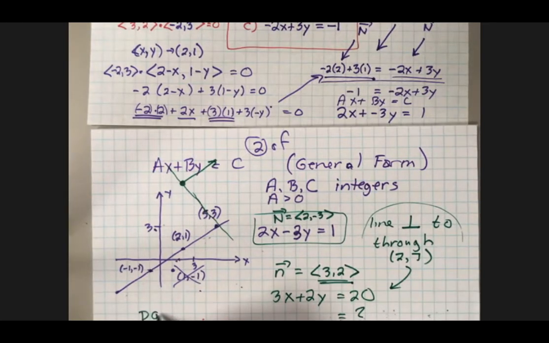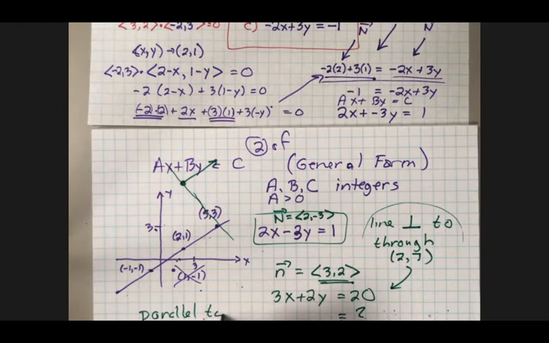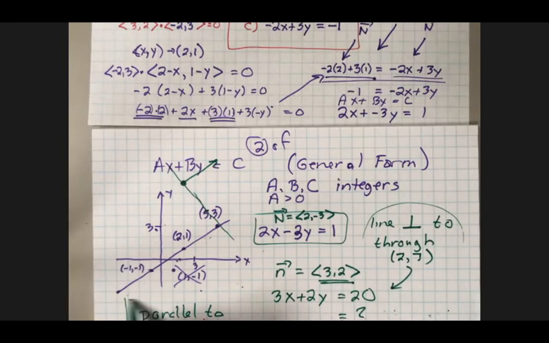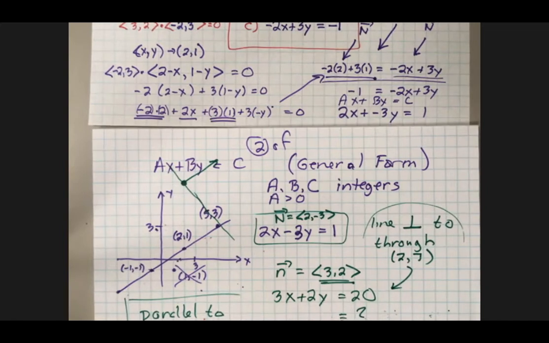Let's find the line parallel to 3x minus 5y equals 7 and through negative 1, negative 3. Remember those equations in your algebra class? Well, now they're the simplest equations in the universe because parallel to this general form will have the same normal. The normal to this line is 3, minus 5. So parallel to that line, that means same slope. Now I want you to say same normal.